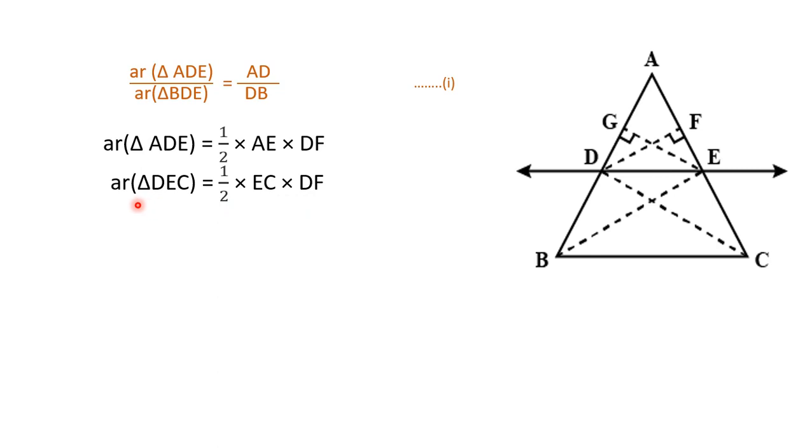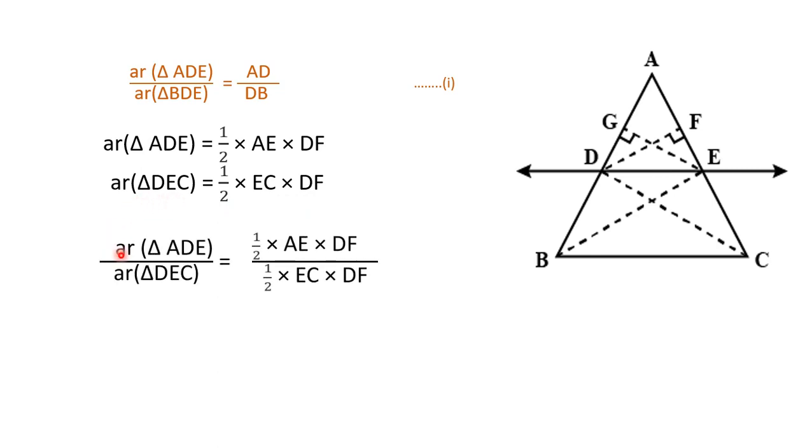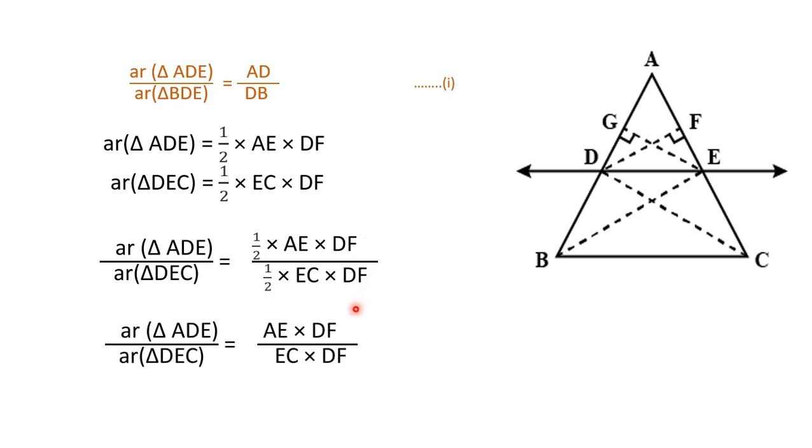In the same way, we will find the ratio of these. So area of triangle ADE upon area of triangle DEC is half into AE into DF upon half into EC into DF. Similarly, as we did in the previous one, half and half will cancel out, and DF and DF will cancel out. So we get area of triangle ADE upon area of triangle DEC is AE upon EC. This is equation number 2.